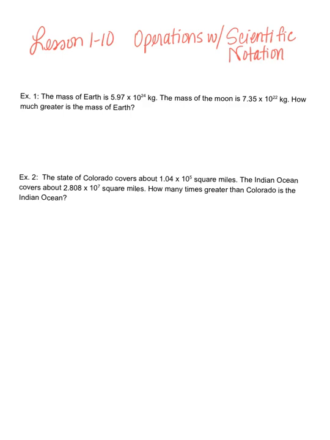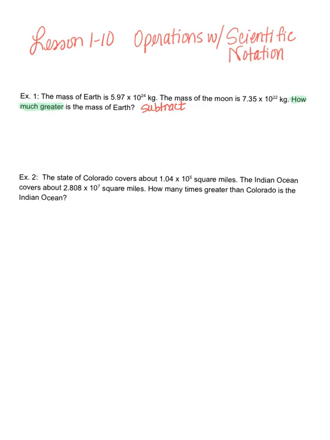So I'm going to start with example 1. I'm going to read the problem and then we're going to talk about what it wants us to do. Example 1 says, the mass of Earth is 5.97 times 10 to the 24th kilograms. The mass of the moon is 7.35 times 10 to the 22nd kilograms. How much greater is the mass of Earth? The key words I'm looking at are how much greater. If I want to know how much greater something is than something else, that implies that I need to subtract. So the first thing I want us to always do is jot down what operation we're doing, so we don't forget and so that we're clear.